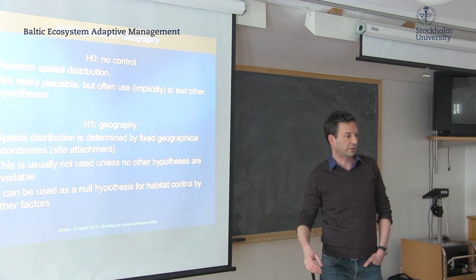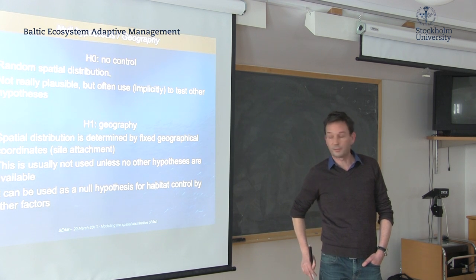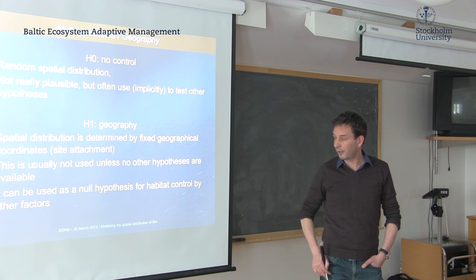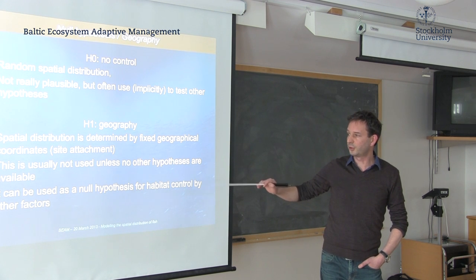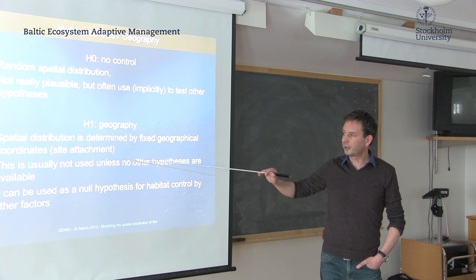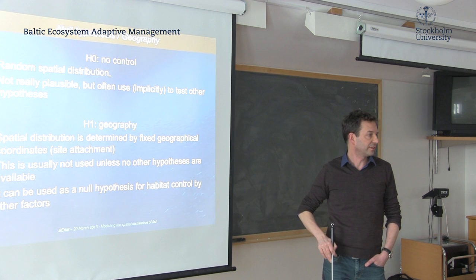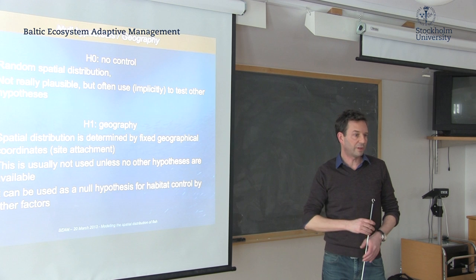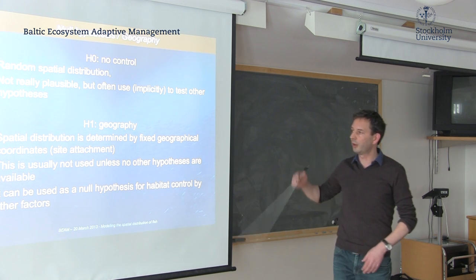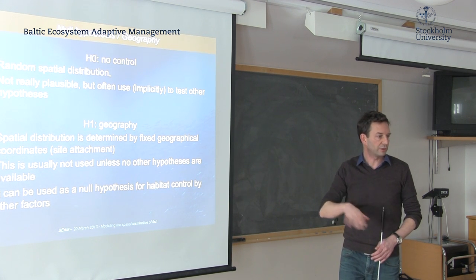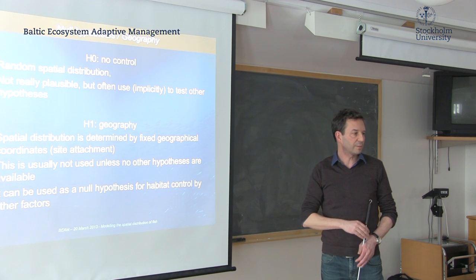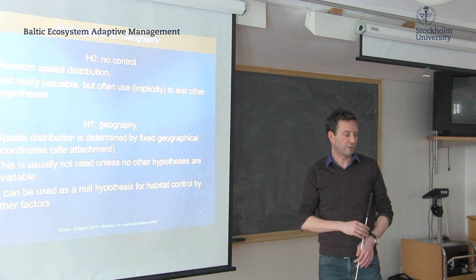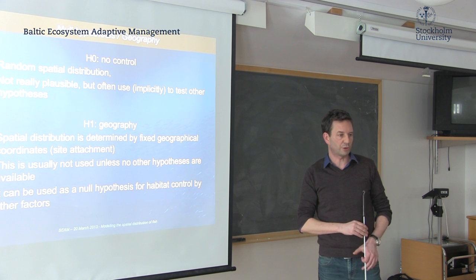And in fact, this mean distribution is often a good null hypothesis when you want to try other hypotheses. So if you want to try the effect of temperature or the effect of species interaction on the distribution of a species, it's often a good idea to start with this as a null hypothesis and say, can I explain more if I add temperature or if I add species interaction than I would by just taking the mean geographical distribution? If you cannot explain more, often it means that your variable of control is not doing very much.